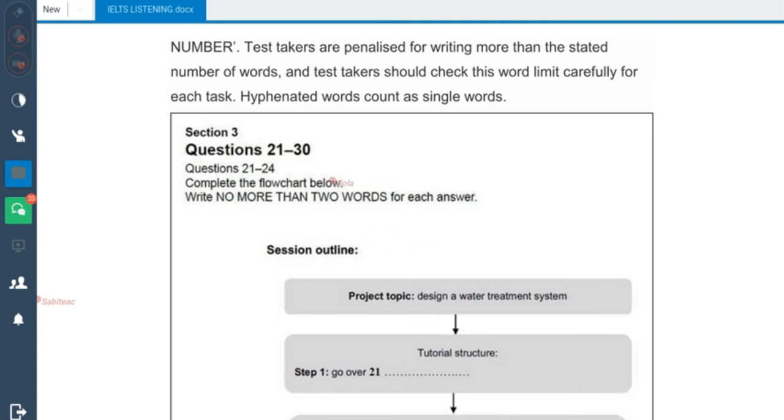Now, you need to know that test takers are penalized for writing more than the stated number of words, and test takers should check this word limit carefully for each task. Another thing you need to know is that hyphenated words count as single words. Is there anybody here who does not know the meaning of hyphenated words? Because this is very crucial. If you don't know, let me know so that I'll explain what hyphenated words are.